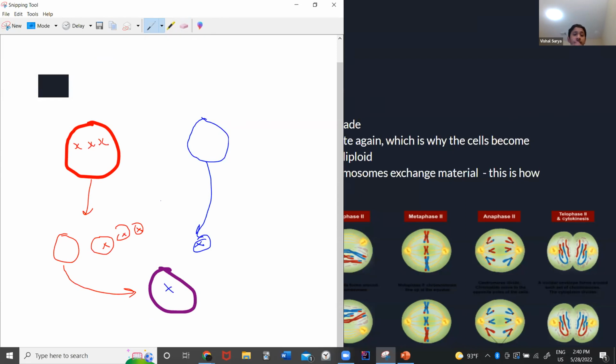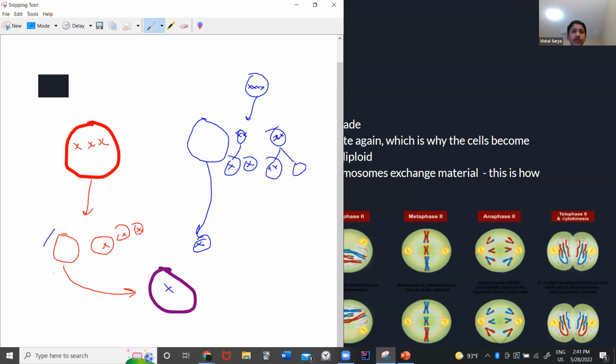But let's say something else happened with the father. Usually what happens in meiosis is, let's say we have 4 X's right here for 4 chromosomes. It would produce 2 cells like this, where this would be 2 X's, 2 X's. Then this would produce one cell with an X. But let's say in this one where we have 2 X's here, it accidentally produces one that has 2 X's and another one that has 0 again, right?